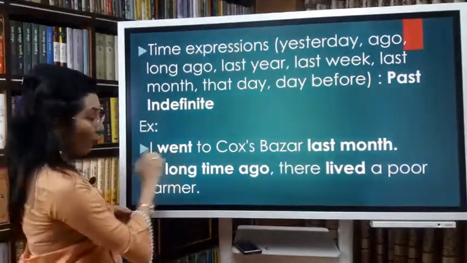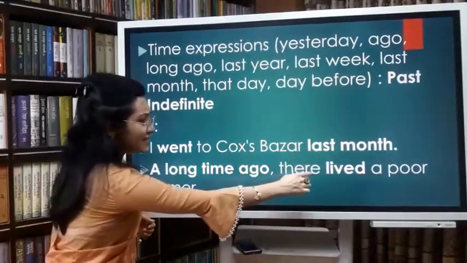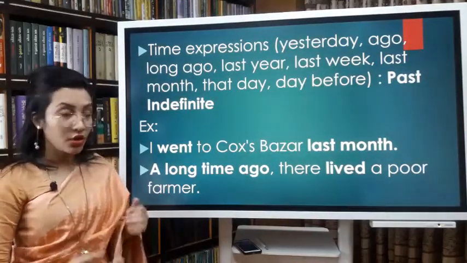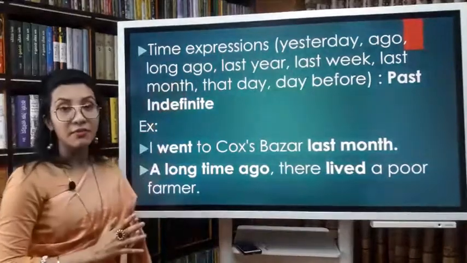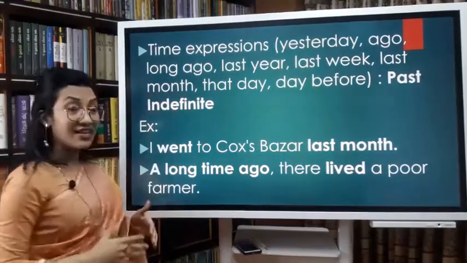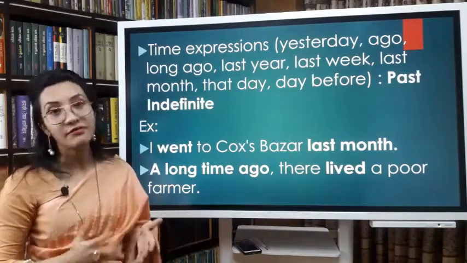In case of go, we have used the past form went, and in this case, we have used the past form of live, that is lived. So you have to remember these time expressions basically. If you identify these time expressions in any type of sentence, what are you going to do? You are going to use past indefinite tense.